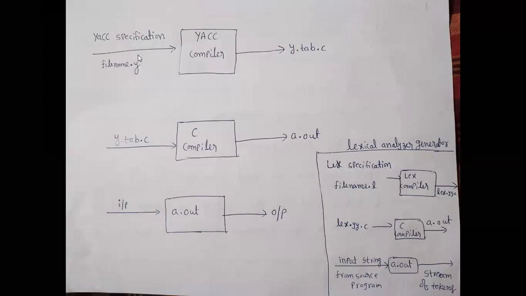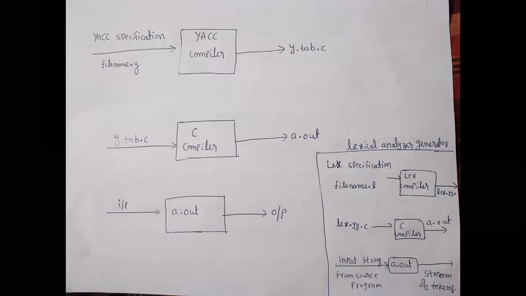Okay. So that means we are taking the YACC specification, and this is the file name. We are using the stream of tokens. The stream of tokens is taken as the input, and the output is a parse tree or syntax tree. So this is the YACC specification diagram or figure.